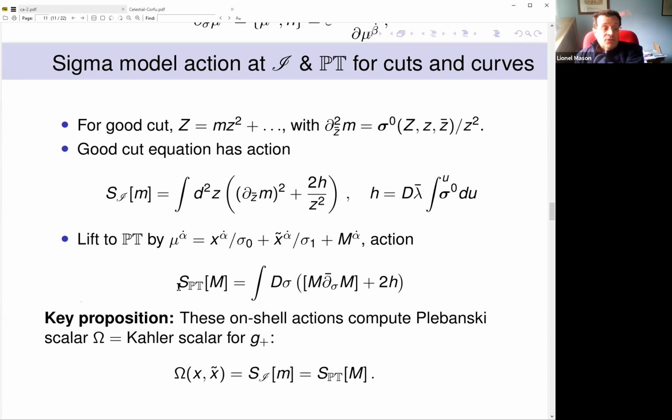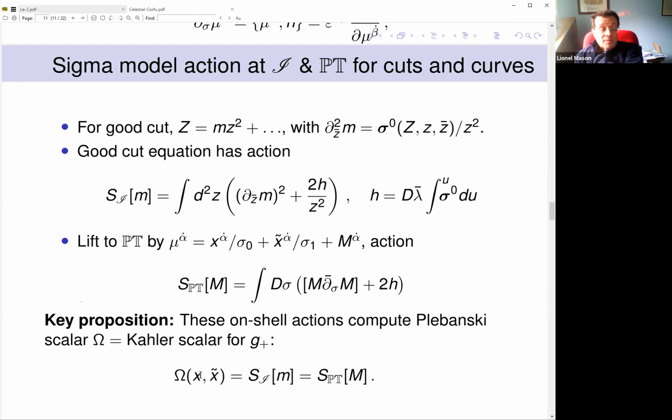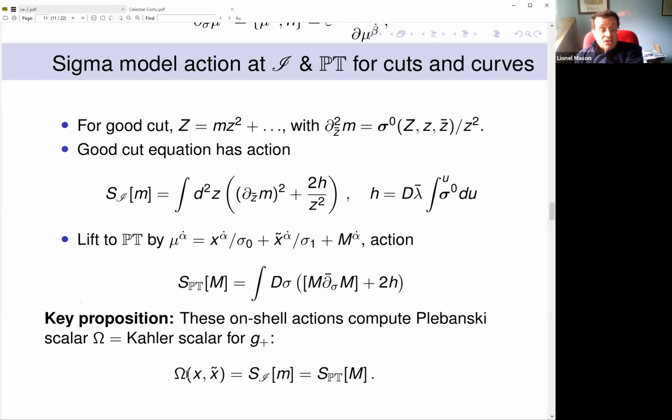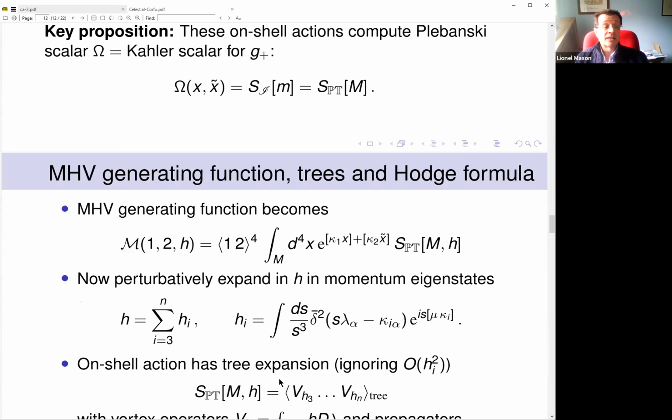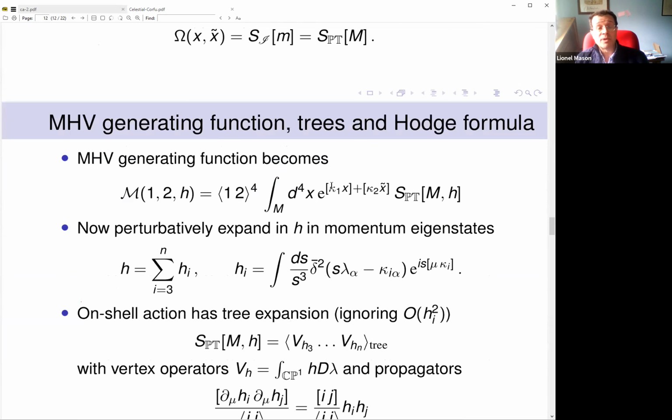So we can use those coordinates and the Pavansky description, and you can just differentiate this action in the x and x tilde coordinates. You discover after some manipulations that the derivative of this action can be related to the derivative of the Pavansky scalar, and so you arrive at this formula for the Pavansky scalar. The upshot is that the MHV generating function can be expressed in terms of this sigma model.